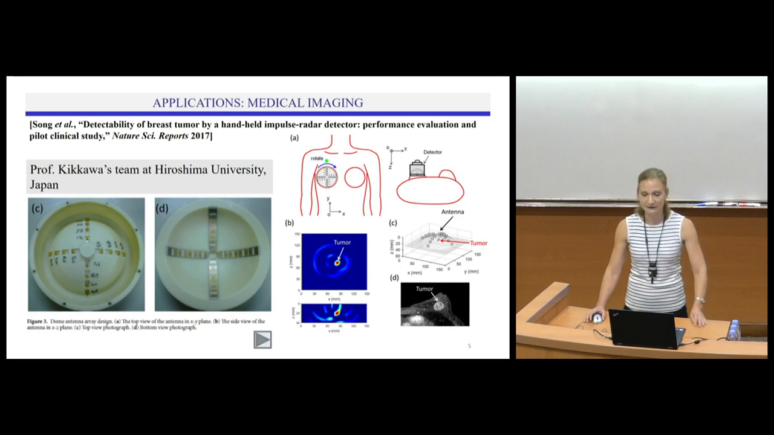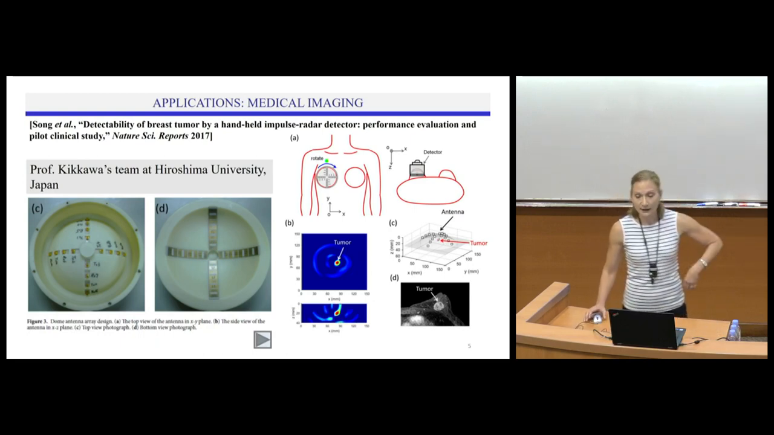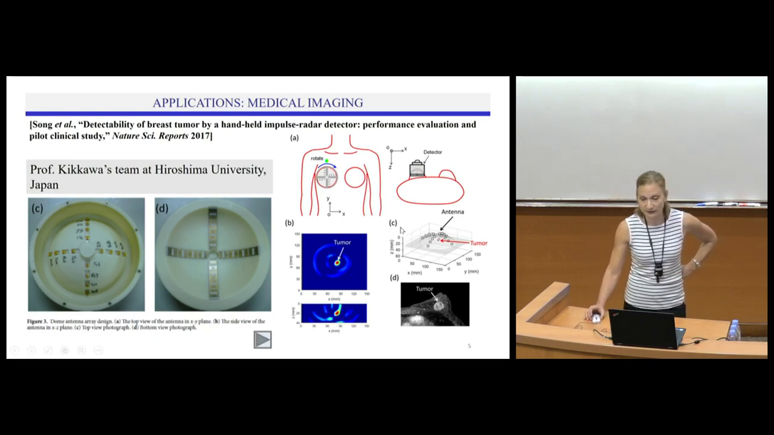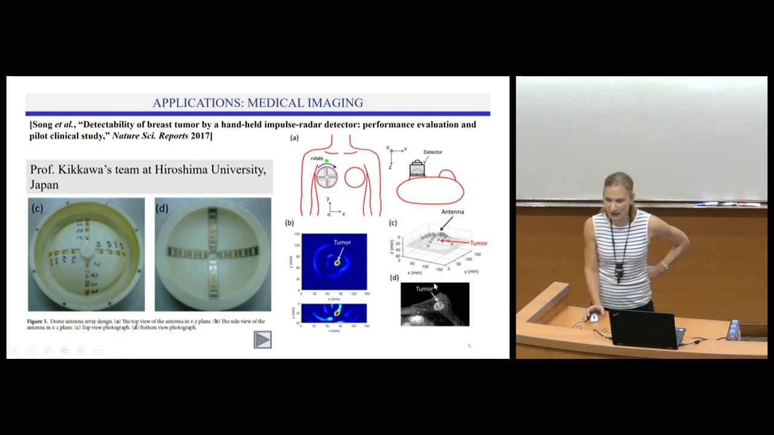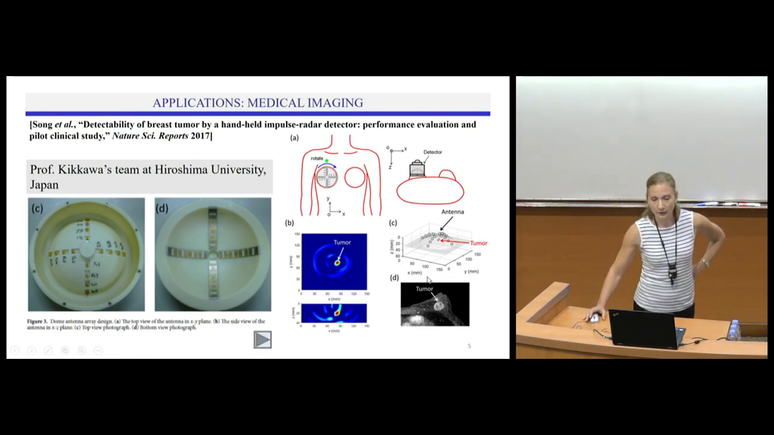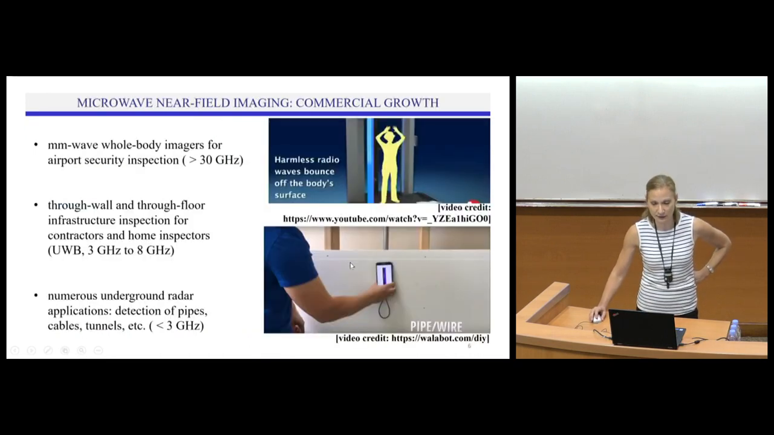I'm going to briefly describe it, hopefully if I have time. And you can see that they have fairly successfully found the tumor, this is in the transverse plane and the sagittal plane. Here you see a CT scan. And the tumor is fairly large, so this is not a very challenging imaging scenario, but the accuracy and the quality of the image is quite impressive in this work.